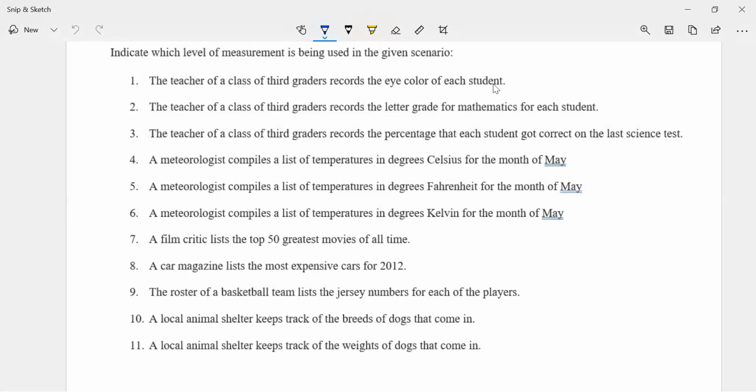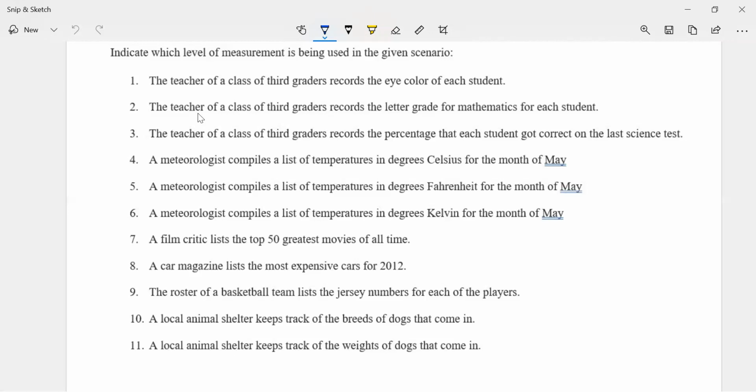Okay, so here, the teacher of a class of third graders records the eye color of each student. All right, if I have a kid with green eyes and a kid with brown eyes, I can see a difference, but does it make one of them better? Well, no. This is a nominal level measurement. Eye color is not numbered, right? And so the lowest level measurement is used.